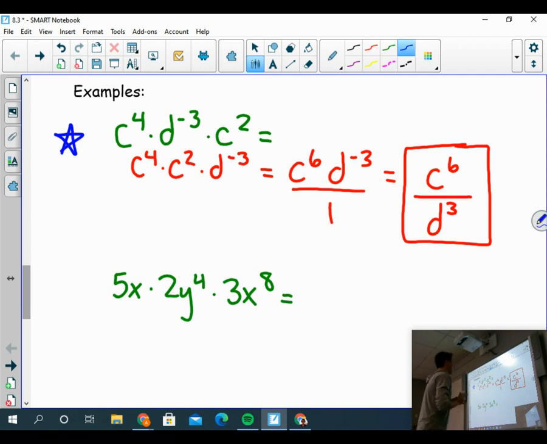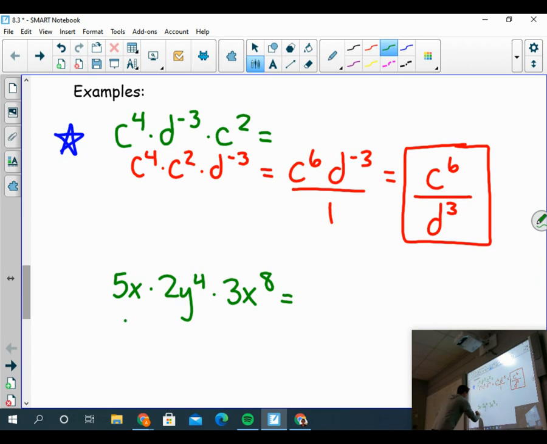Again, when in doubt, if you're not sure if you have the answer yet, always look back and say, is there anything I can do to simplify it more? After I used my multiplication rule of exponents in this problem, there was. I could simplify the d to the negative third by rewriting it as a positive exponent by moving it to the denominator. Again, if you're not sure why I did that, check out the 8.1 video.